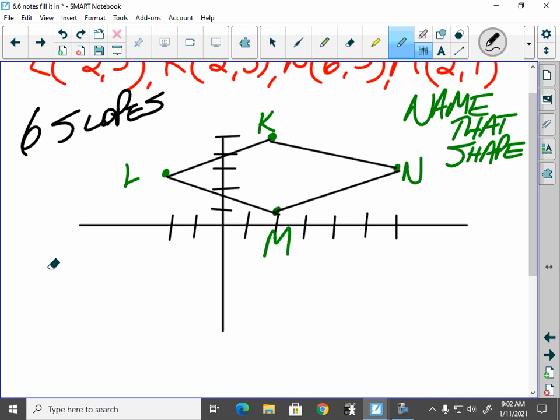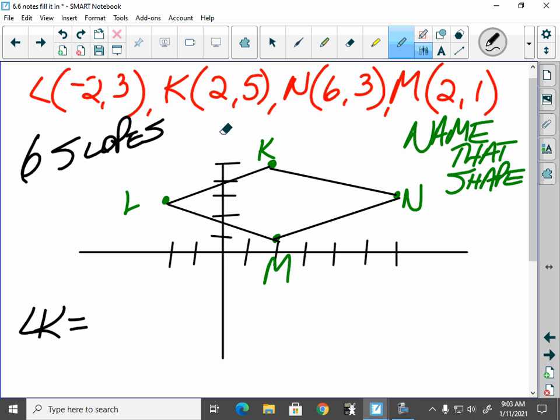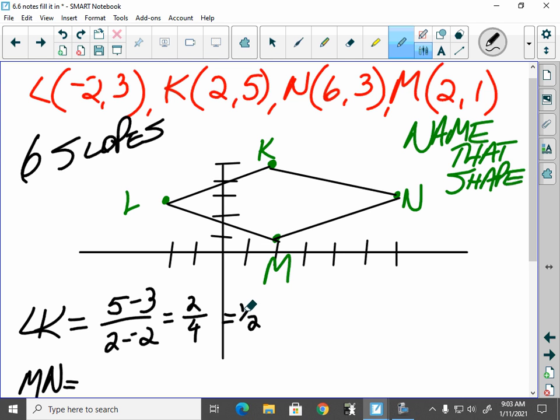Ready, set, here we go. There's going to be an LK, and I want to know the slope of LK. So the slope of LK is 5 minus 3, and you've already done this, and 2 minus negative 2. So that's 2/4, which is a half. What segment does LK need to be parallel to, if it's parallel? MN. So let's try MN. MN better be a half, otherwise we can eliminate a lot of shapes.